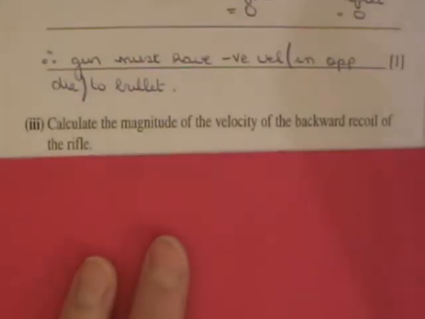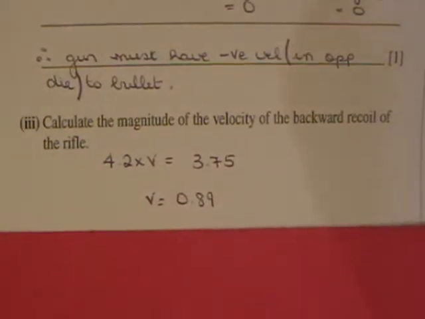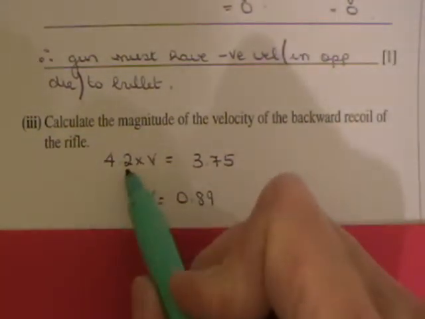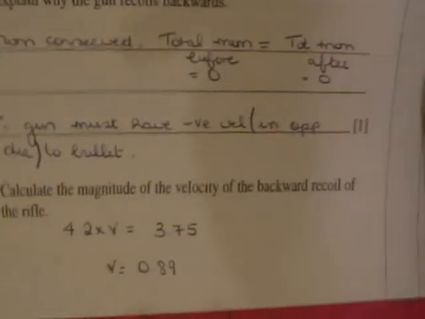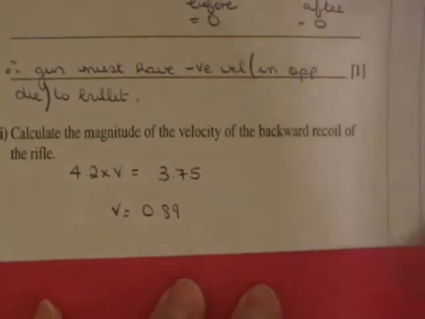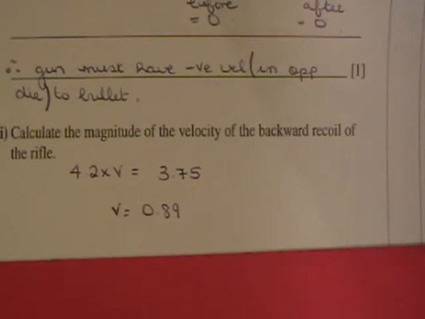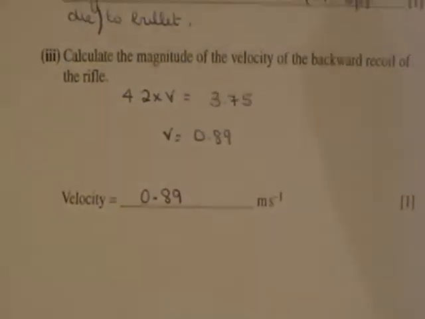And then the next question, calculate the magnitude of the velocity of the backward recoil of the rifle, and that is equal to 4.2 times v. That's the mass of the rifle multiplied by the velocity we're looking for, and that's equal to 3.75, and that was our momentum of the bullet that we calculated originally. And v comes out to be 0.89, and it is of course in ms^-1.